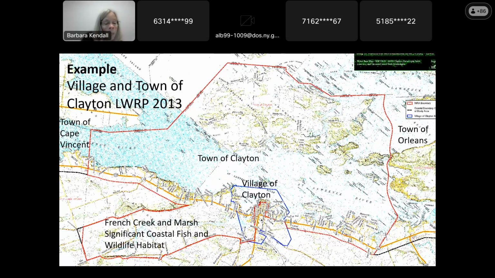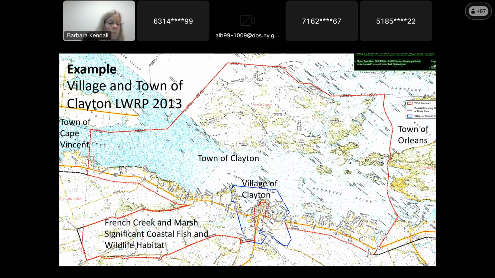And I also want to point out, if you look over to the left-hand side of the slide, the town of Cape Vincent is to the left. The boundary for Clayton stops at the boundary with the town of Cape Vincent. It's always within that municipality. You can't have a boundary spill over into another municipality. Each municipality has their own LWRP and their own boundary. They can have a joint LWRP with some of the sections shared, but they need to have each adopted separately locally.